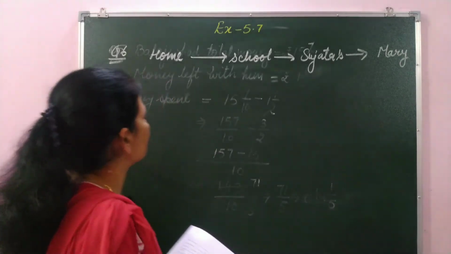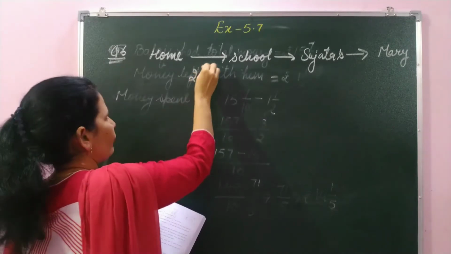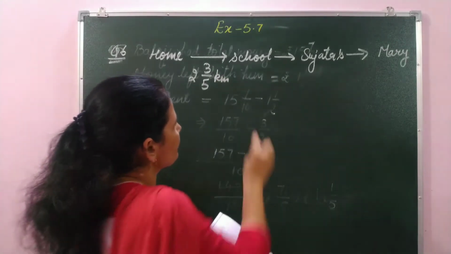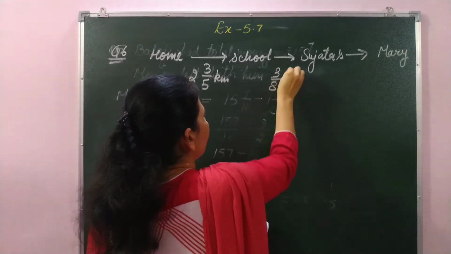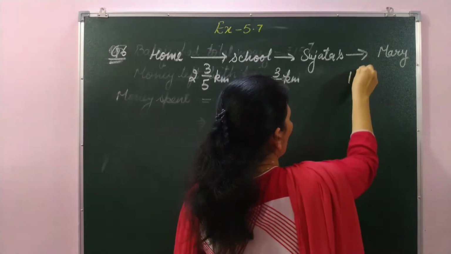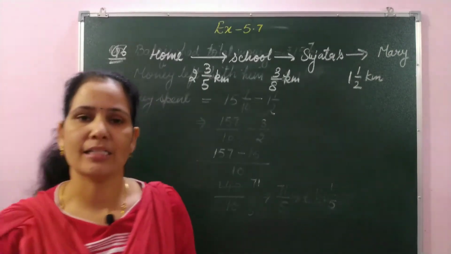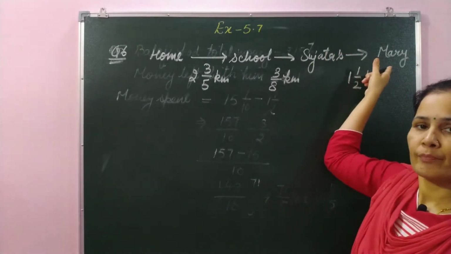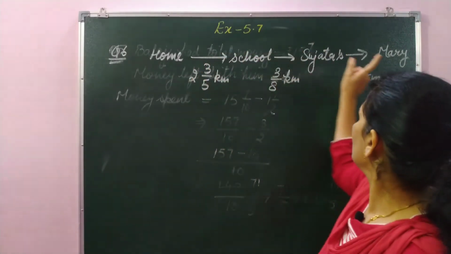So students, the distance from home to school is 3 by 5 kilometer. Thereafter the distance from school to Sujata's house is 3 by 8 kilometer. And at the end the distance from Sujata's to Mary's house is 1 by 2 kilometer. Now they are asking in this question: what is the distance from home to Mary's house? That means how much distance was covered by Nafisa to reach Mary's house from home.